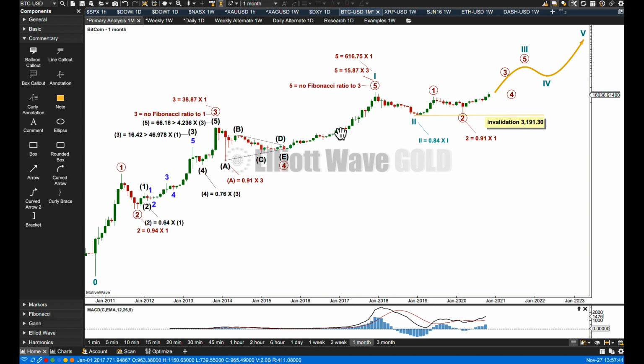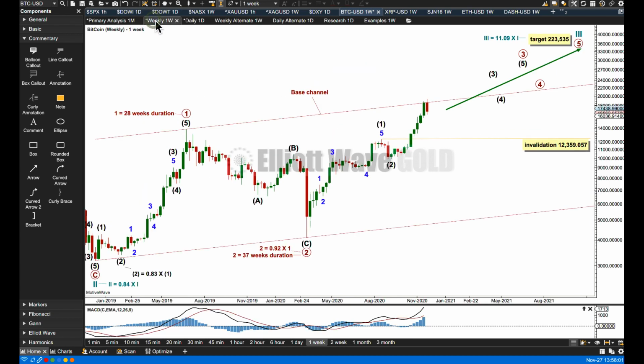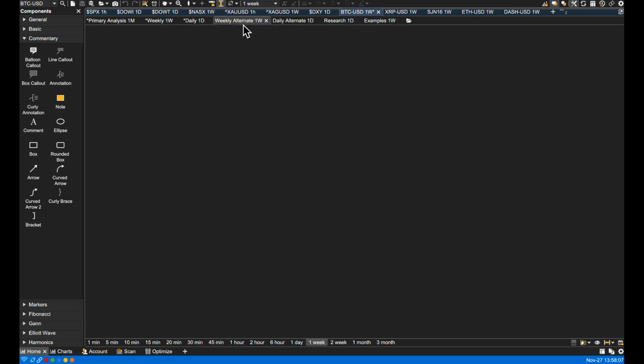So I'm trying to be really open here, considering all possibilities and looking at different ways of trying to calculate targets for Bitcoin, because my previous methods did not work. So I need to try something different. I don't want to keep doing the same thing and expecting a different result, because that's not going to work. Okay, do I have an alternate wave count?